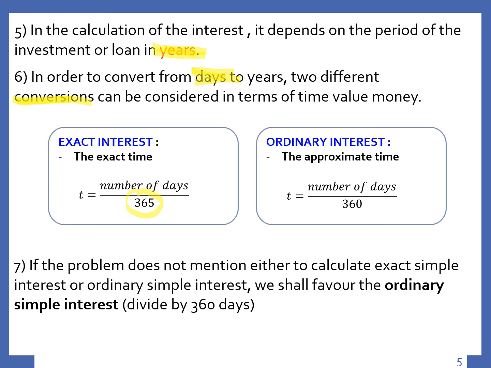is the number of days divided by 360. And then, if the problem does not mention whether to calculate exact simple interest or ordinary simple interest, we shall favor the ordinary simple interest, which is divided by 360 days.